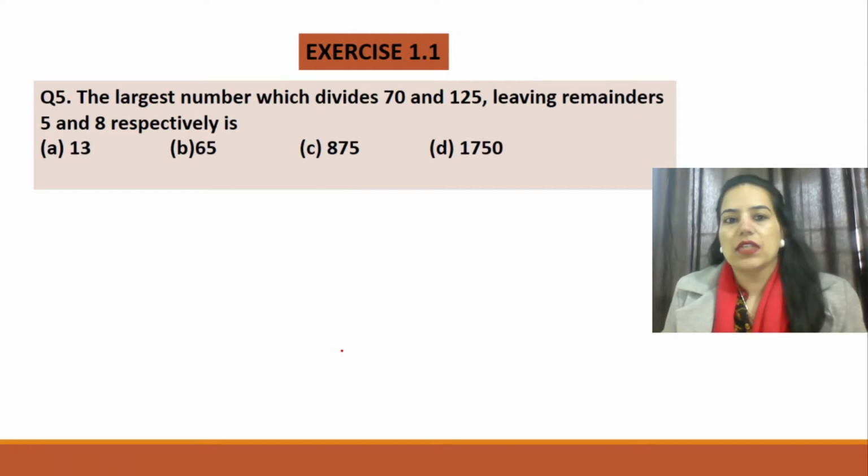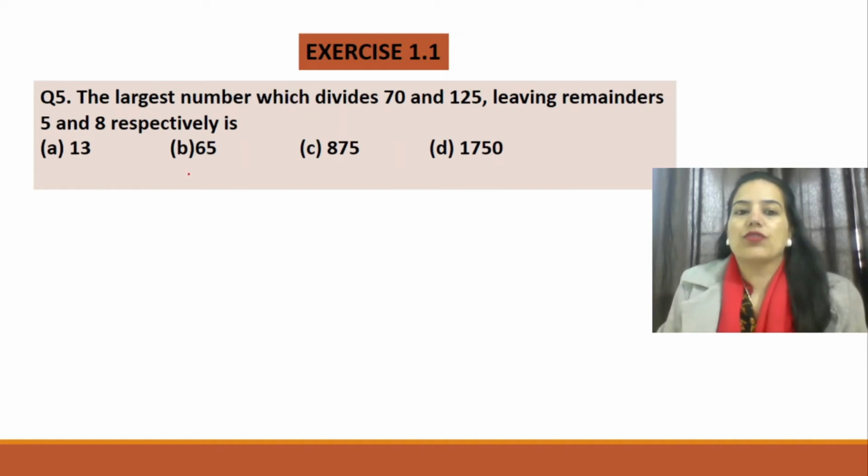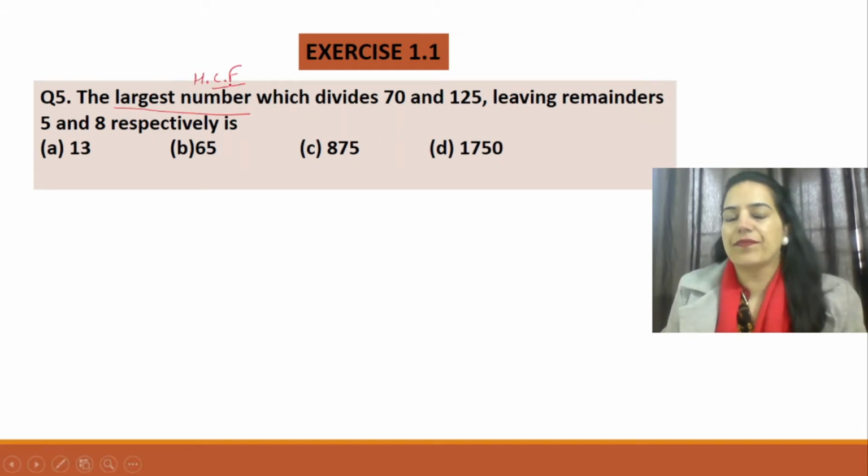Question number 5 now. The largest number which divides 70 and 125, leaving remainders 5 and 8 respectively, is. Now they're talking about the largest number. This gives you a hint that this is talking about HCF, which divides 70 and 125, leaving remainders 5 and 8. That means 70 is not divisible. When you divide 70, 5 is left. So what is the actual number? The actual number is 70 minus 5, that is 65. And leaving the remainder 8 when 125 was divided, that means 125 minus 8, that is 117.